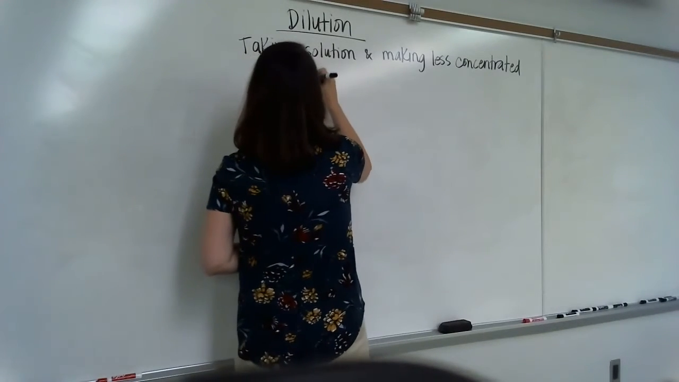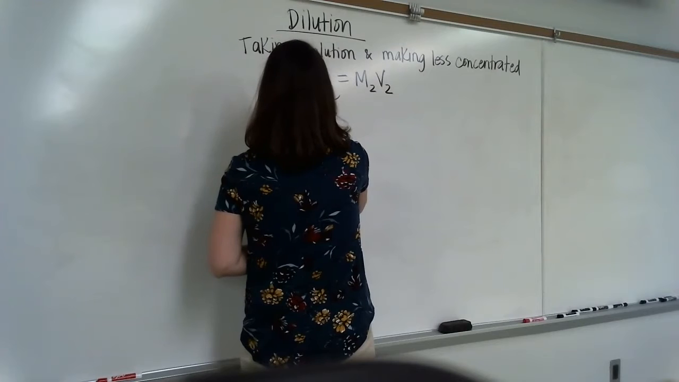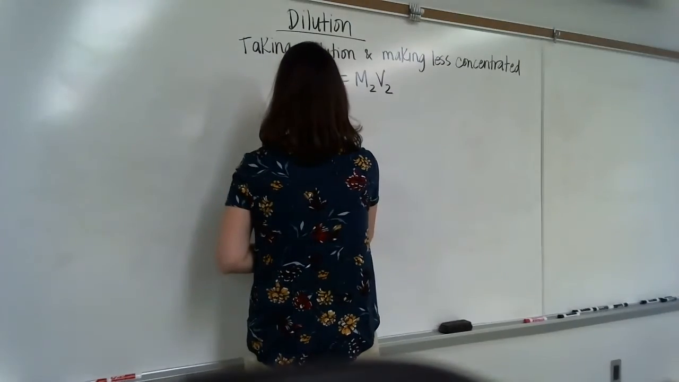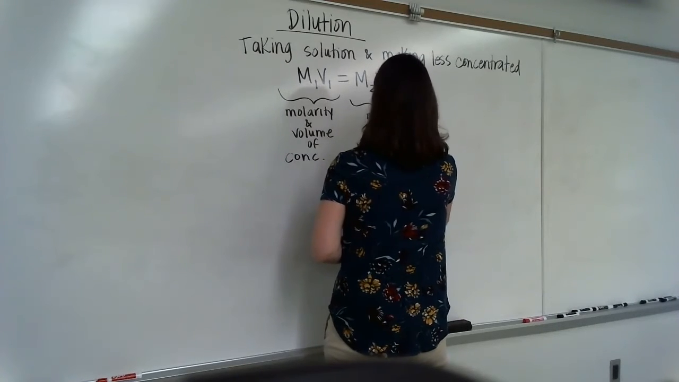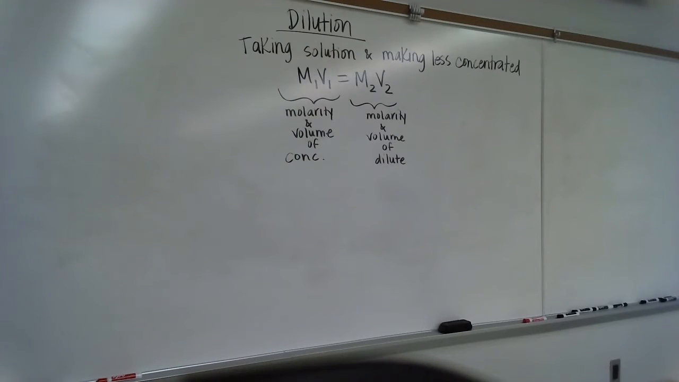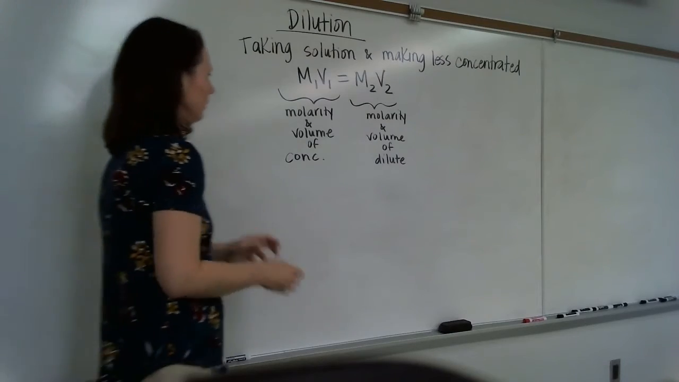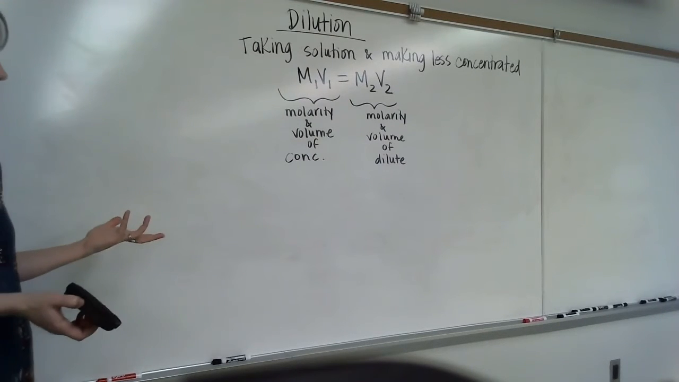So the equation is M1V1 is equal to M2V2. Well, these are the molarity and volume of the concentrated, and these are the molarity and volume of the dilute. All right, so M1V1 is equal to M2V2. So we're just making this solution less concentrated. So I'm just going to go through one example. I think if you see one example worked out, you'll probably be good, because these calculations aren't very hard.